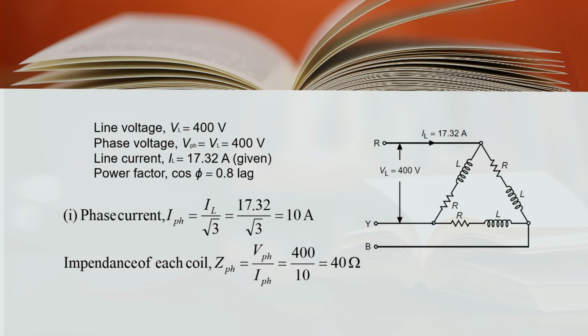So impedance of each phase is equal to what? It can be written as the ratio of V phase upon I phase. Just put the value here, that means the value of V phase is equal to 400, the value of I phase is equal to what? 10. So after solving you get 40 ohm. So impedance of each coil is 40 ohm.